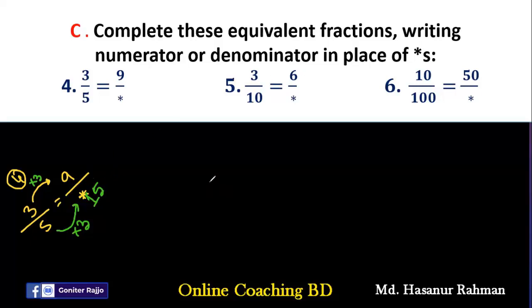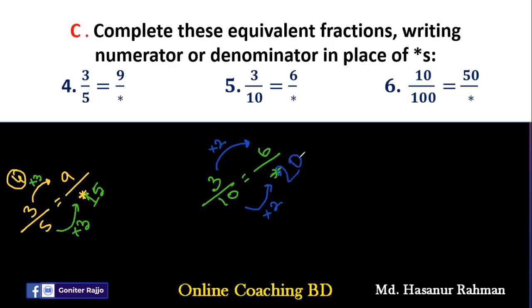Now number 5. Number 5 says 3 divided by 10 equals 6 divided by star. By using the relation between 3 and 6, we can find the missing number of this fraction. So how can we solve it? 3 to 6: if we divide 6 by 3, it will be 2. That means 3 multiplied by 2 is 6. That means if we multiply the numerator by 2, we have to also multiply the denominator by 2. 10 twos are 20. So our final answer will be 6 by 20. So 20 is the missing number of number 5.